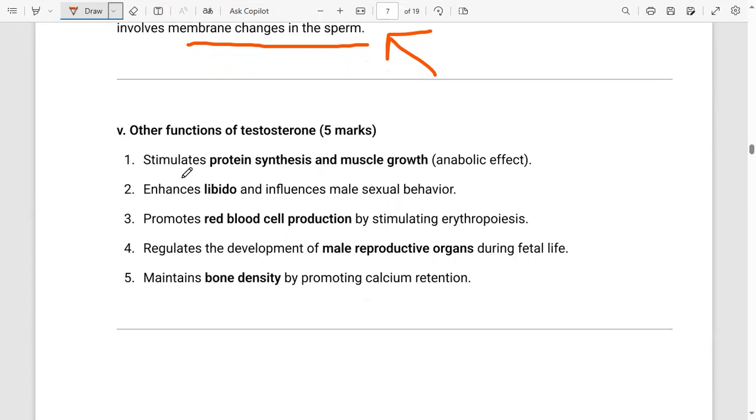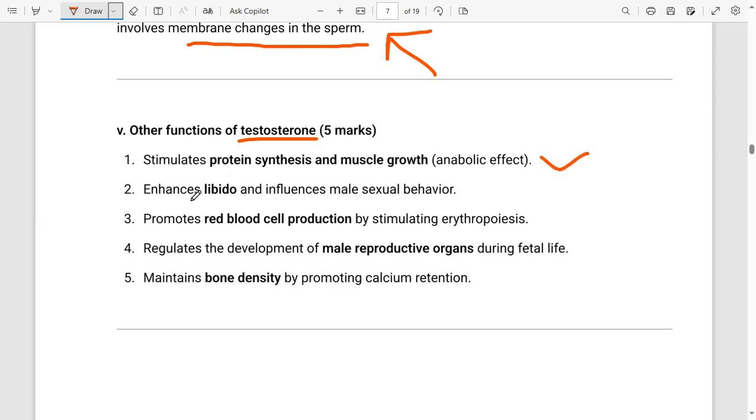The first one I said is that it stimulates protein synthesis and muscle growth, especially in boys. You see that when a boy reaches puberty, they tend to become muscular. What causes that is the testosterone. So one of the functions is to stimulate protein synthesis and muscle growth.